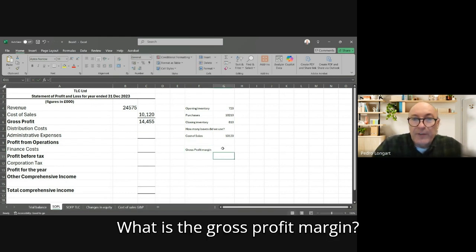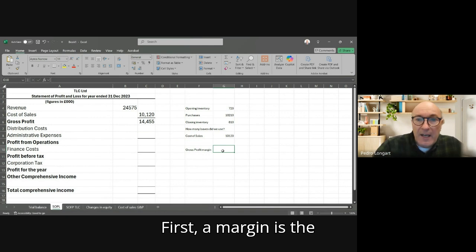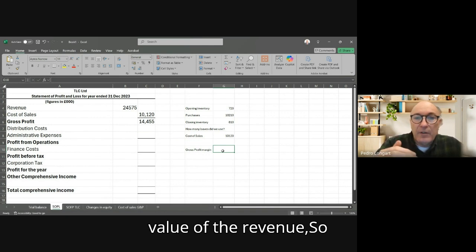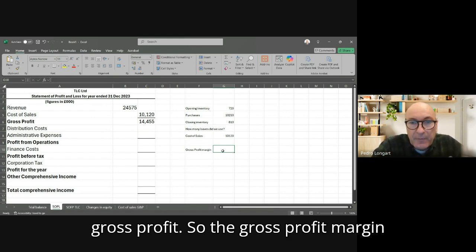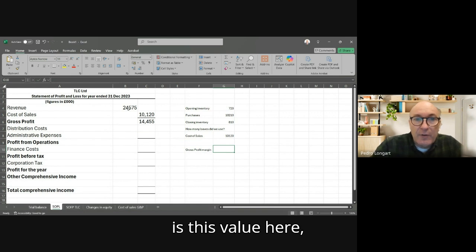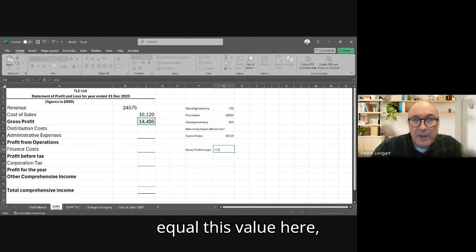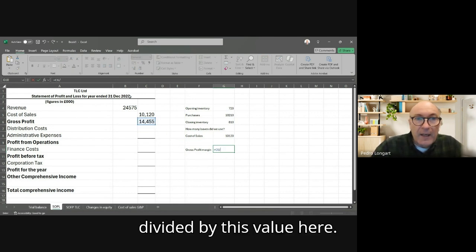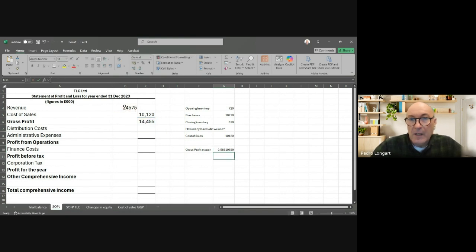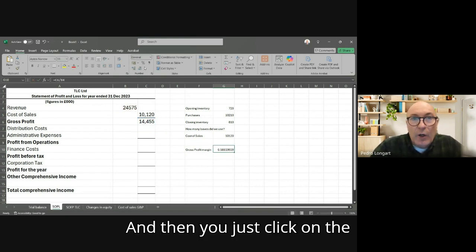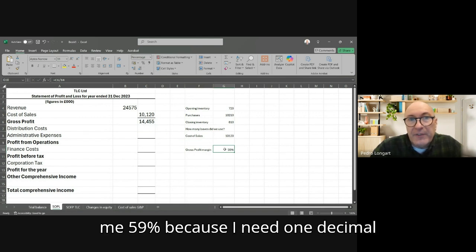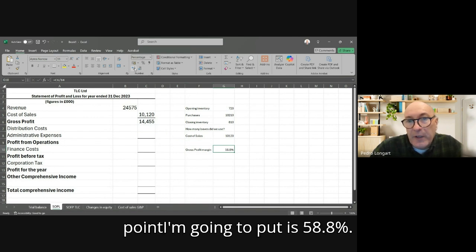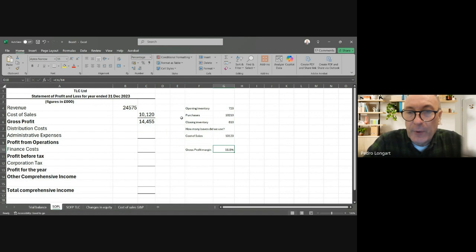What is the gross profit margin? First, a margin is the value of the revenue minus the cost of sales, which gives you the gross profit. So the gross profit margin is this value here divided by this value here. And then you just click on the percentage, and it gives me 59%, but I need 1 decimal point, so I'm going to put it as 58.8%.